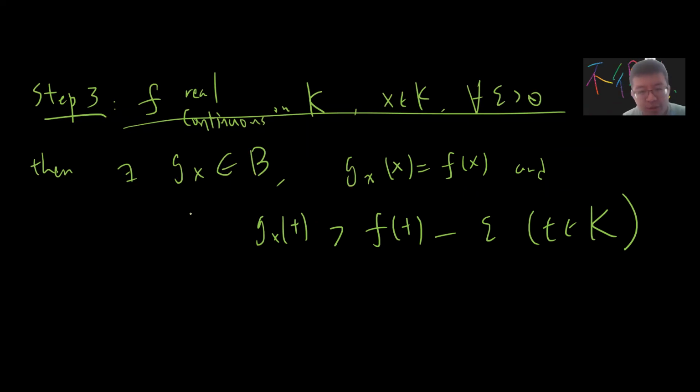So you can find a function g_x, which I label by x, such that at the point x it is the same as f, but for other points t it will be slightly larger than f. Seeing this condition, I should use the no vanishing points of E and the separating points of E.